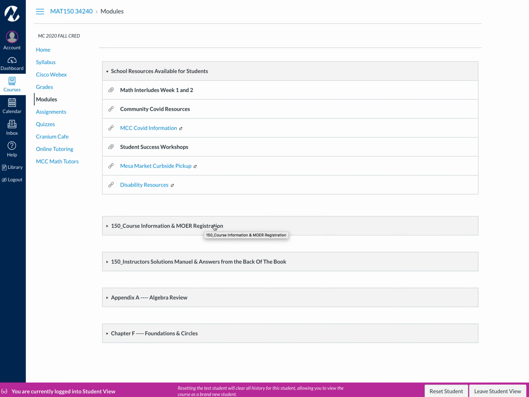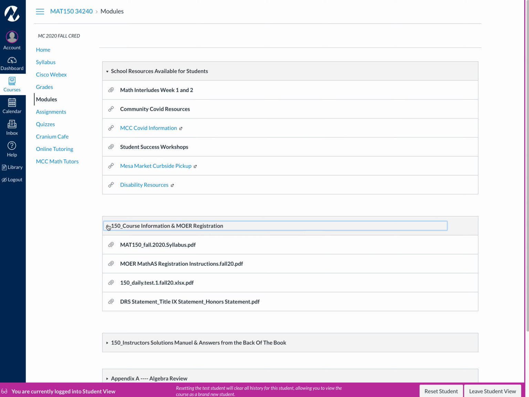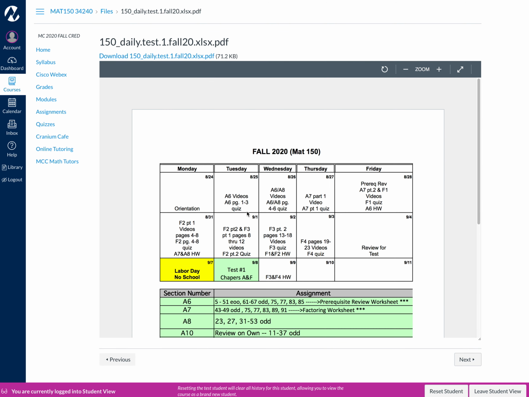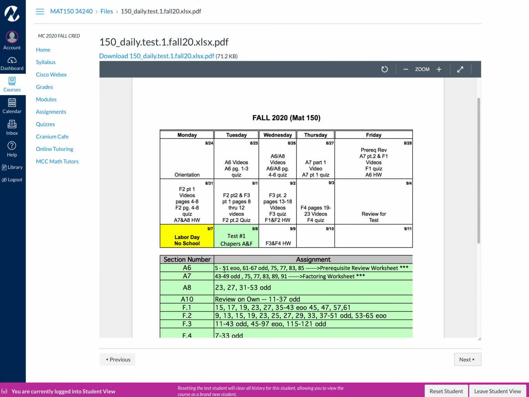Course information and more registration. Again, here is the syllabus. Here is the more registration, the daily schedule. And if I look at the daily schedule, this is what we're planning on doing. Yours is fairly detailed. This actually came from more. This is what I have assigned. Essentially, this is the homework that I wish you would do. There is no factoring worksheet anymore. I needed to take that off. That's now gone.